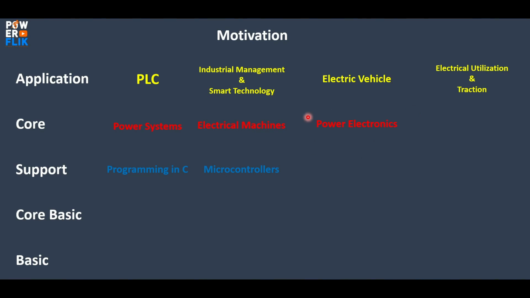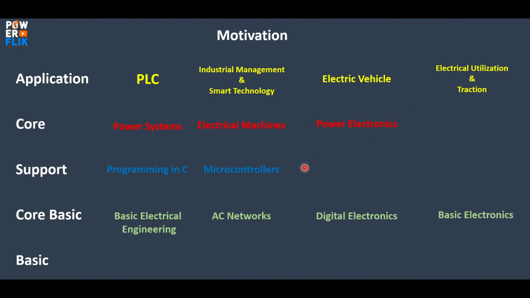For all these subjects, we have core basic subjects. Those are basic electrical engineering, AC networks, digital electronics, and basic electronics. All these 4 subjects are very important because these lay the foundation of electrical engineering. First we have to learn basic electrical engineering, which tells us how to analyze circuits. These are all DC circuits, so we have AC networks. Usually these two are commonly called network analysis or circuit analysis in engineering.